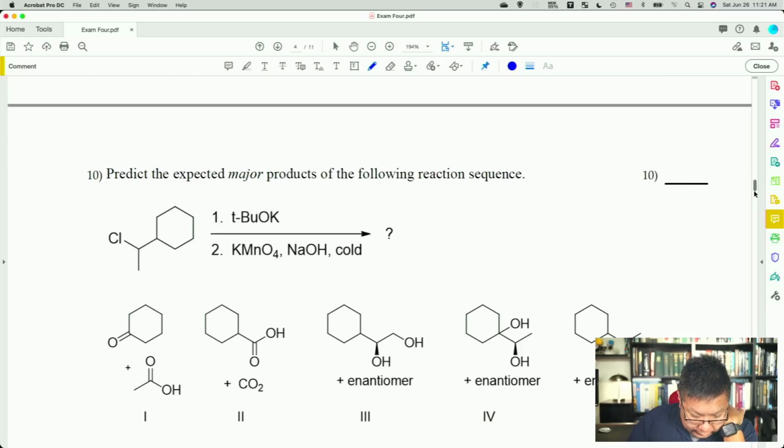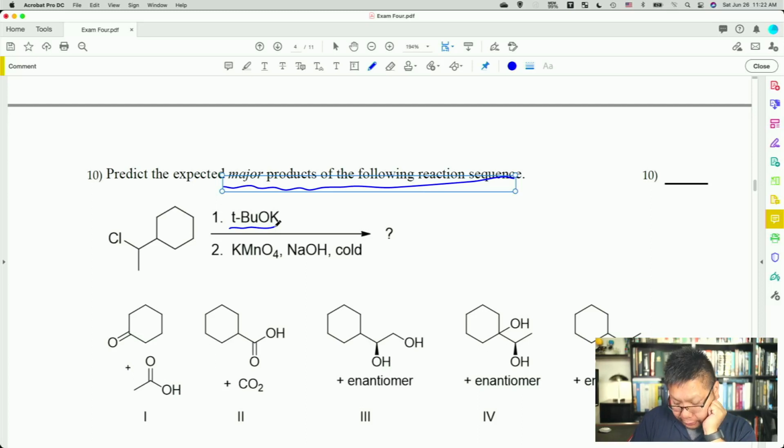What is the major expected product for this reaction sequence? First thing to notice is that the first thing you're adding is a tert-butoxide, right? Tert-butoxide is a bulky base. And whenever you use a bulky base to do an elimination and get a double bond, what do you get? You get the Hofmann product, right? So quite simply, we're going to get rid of the chlorine through elimination and get a double bond down here.